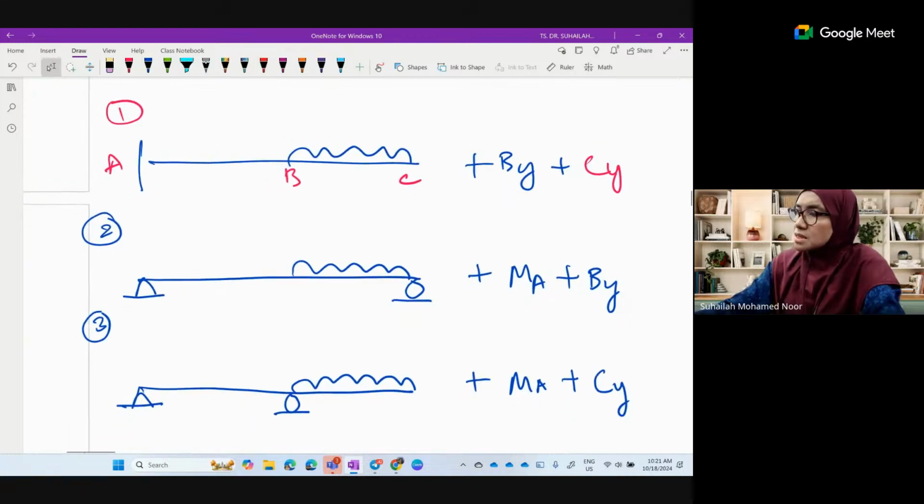There are 3 possibilities. Number 1, the cantilever beam, we remove BY and CY.